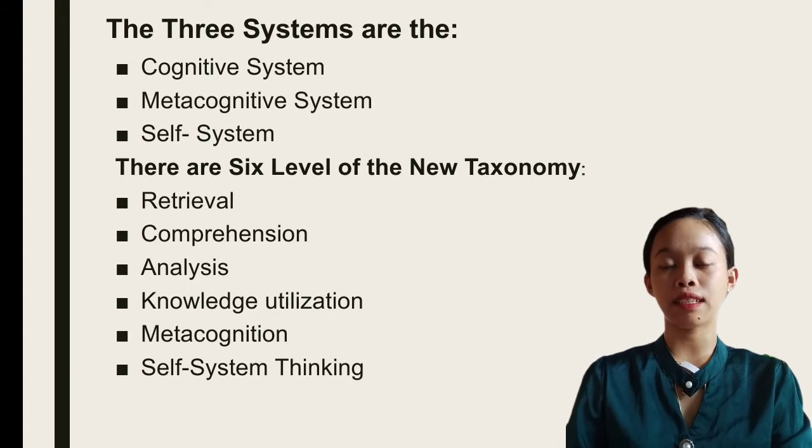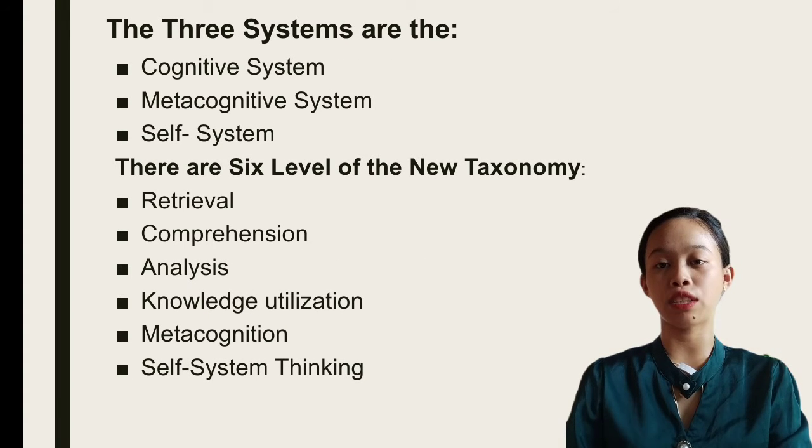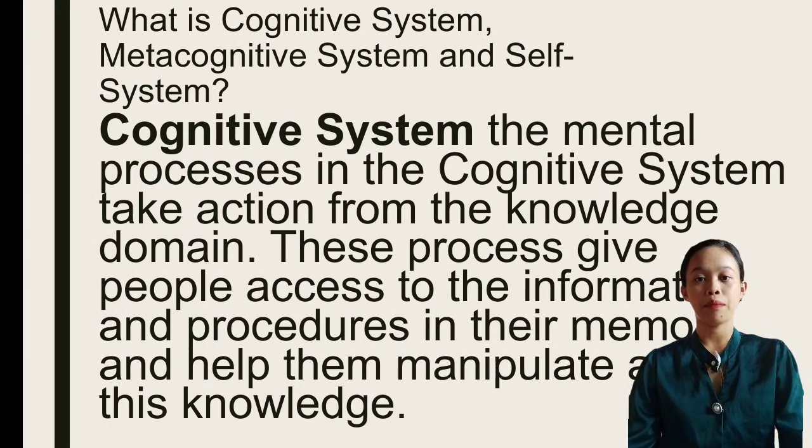It has 3 systems and 6 levels of Marzano taxonomy. The 3 systems are the cognitive system, metacognitive system, and self-system, and there are 6 levels of the new taxonomy, which are retrieval, comprehension, analysis, knowledge utilization, metacognition, and self-system thinking. What is the cognitive system, metacognitive system, and self-system?